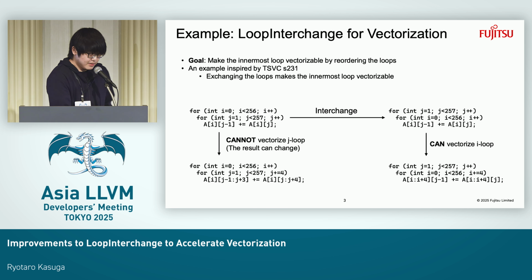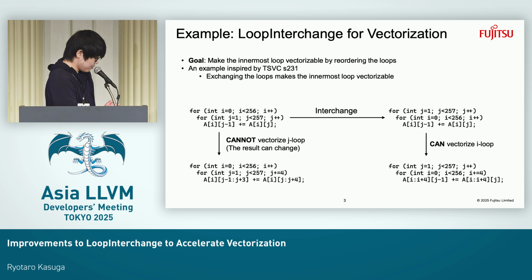This is just a simple example to explain how loop interchange works, but there are many other various cases where loop interchange can enhance vectorization. I will talk about our work to support such cases.